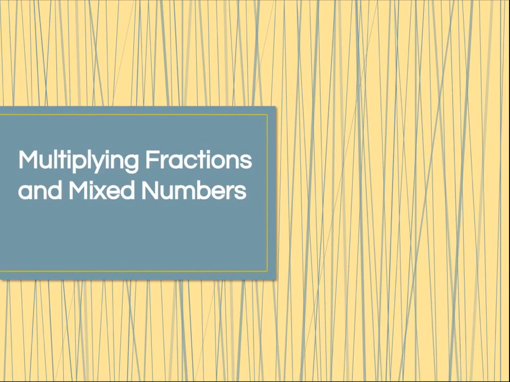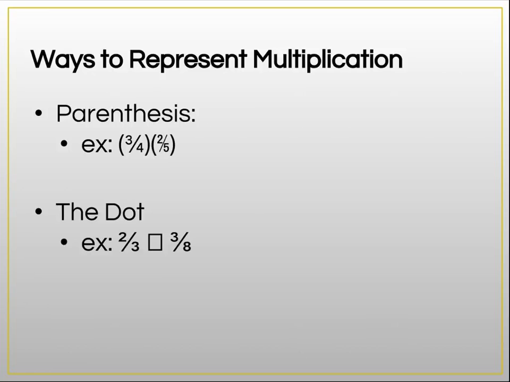We're going to look at the steps that you use in order to multiply fractions and even to multiply with mixed numbers. But first, let's talk about different ways to represent multiplication. One of the ways that you can represent multiplication is by just having two things next to each other in parentheses. That's like a secret code that mathematicians use to represent multiplying. Also, we can represent multiplication by using what is called just a dot.